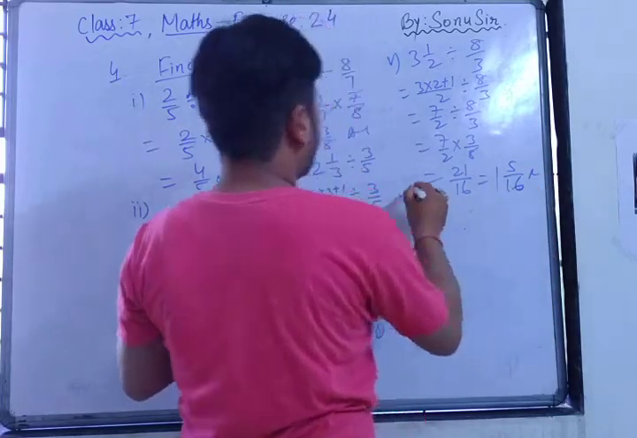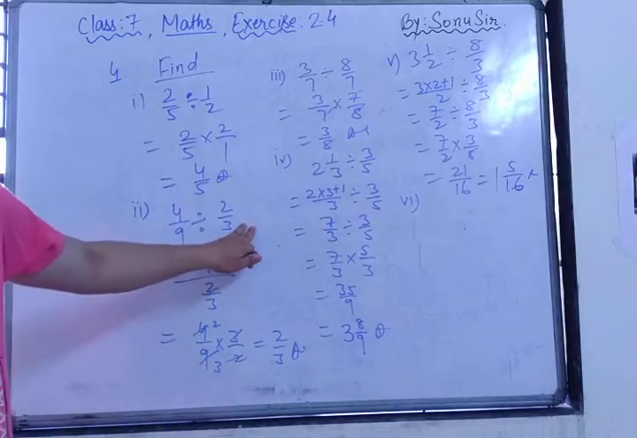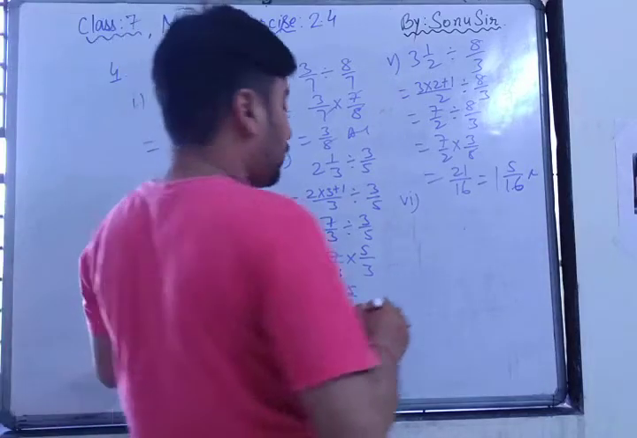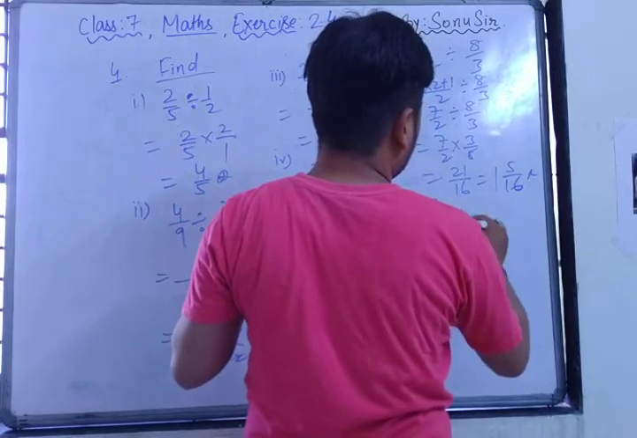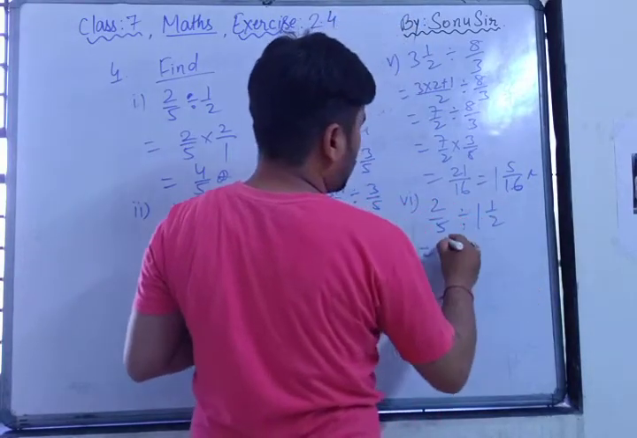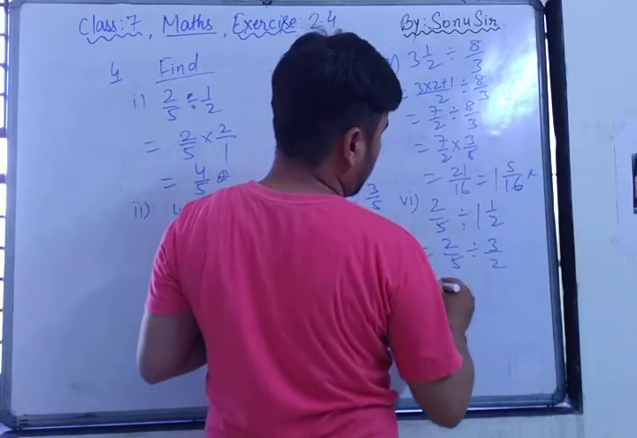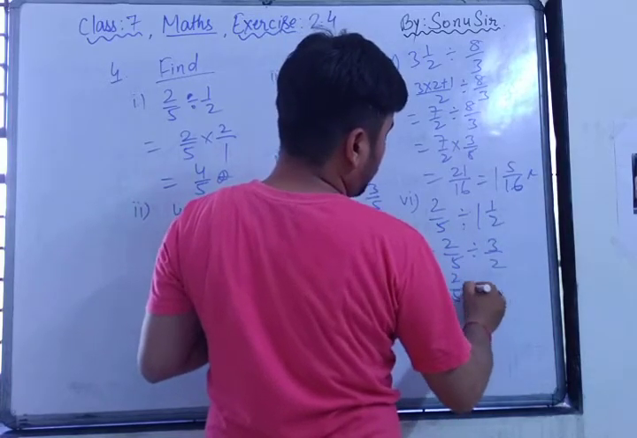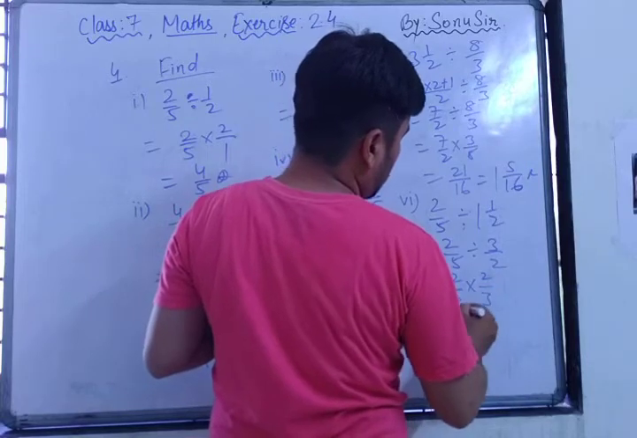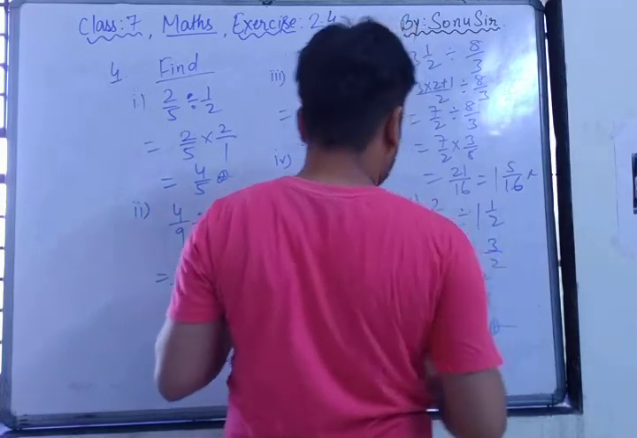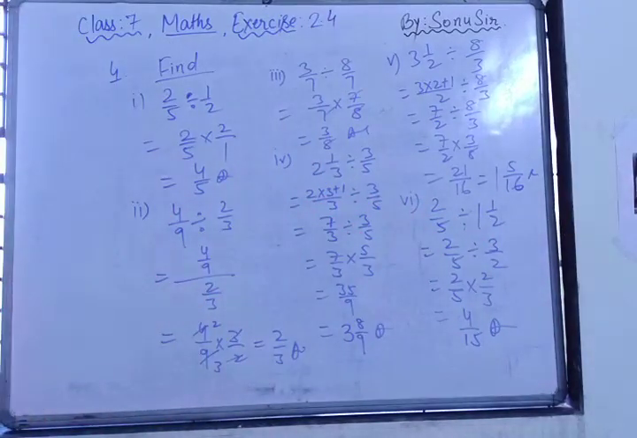Now sixth one. Sixth one is 2 by 5 divided by 1 into 1 by 2. So 2 by 5. 2 1s are 2 plus 1, 3 by 2 divided by 3 by 2. So 2 by 5 into 2 by 3. 2 2s are 4, 5 3s are 15. 4 upon 15.